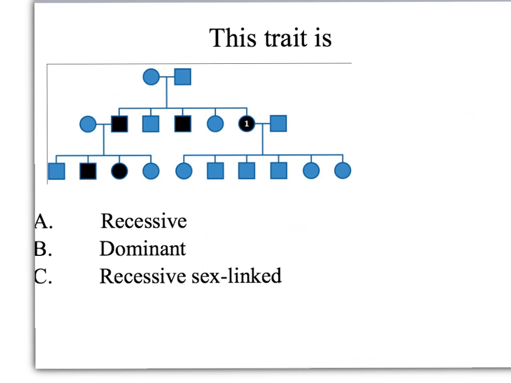Alright, first thing we're going to do is look at whether this trait is going to be recessive sex-linked. So I'm going to count how many males versus how many females. Remember, if it's recessive sex-linked, I have more males that have the trait. So I have 1, 2 females. I have 1, 2, 3 males. That's about 50-50, so it's not going to be recessive sex-linked.